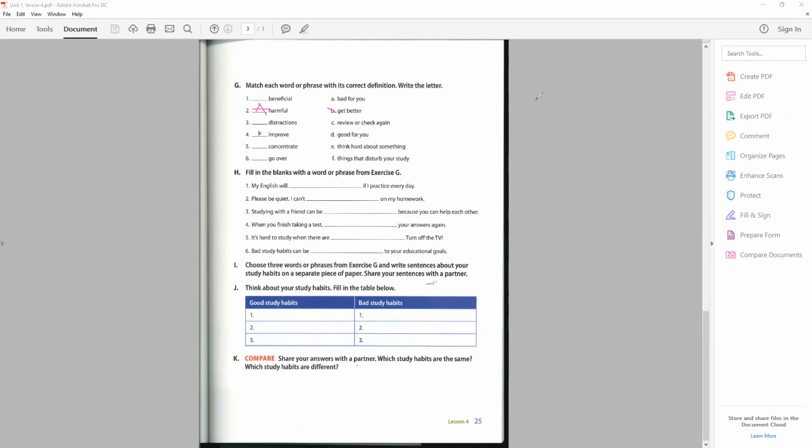Okay, I'm going to have you complete the rest of these on your own, and then I will take a look at them. Now this part too, it says fill in the blanks with the words or phrases from exercise G. So we will do number 1, and then I will have you fill out the rest on your own, and I will check. Okay, so number 1, my English will blank if I practice every day.